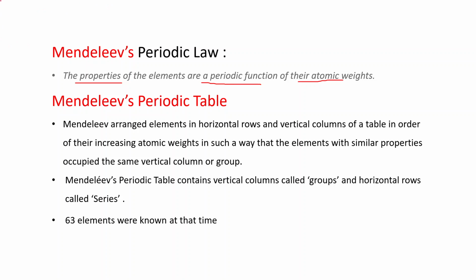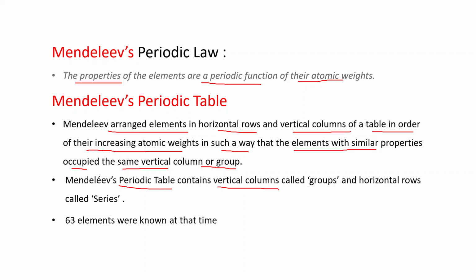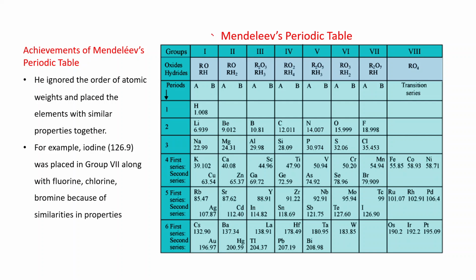Then he arranged these elements in a tabular form. Mendeleev arranged elements in horizontal rows and vertical columns of a table in order of their increasing atomic weights, in such a way that the elements with similar properties occupied the same vertical column or group. Mendeleev's periodic table contains vertical columns called groups and horizontal rows called series. At that time, 63 elements were known. You can see this is the Mendeleev periodic table and these are the groups.